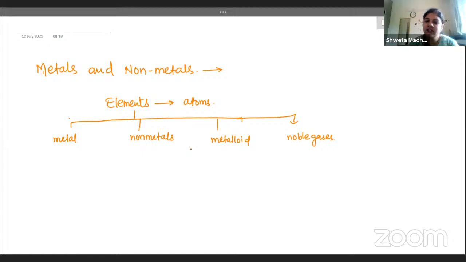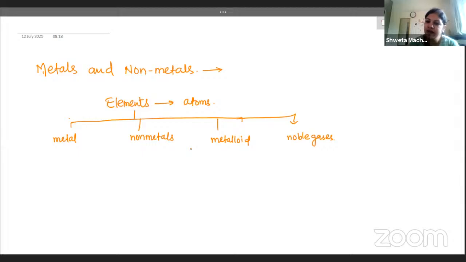Many other properties are also in between. Density is in between metals and non-metals, and so are melting and boiling points. For chemical properties too, we can take the example of acidity and basicity.